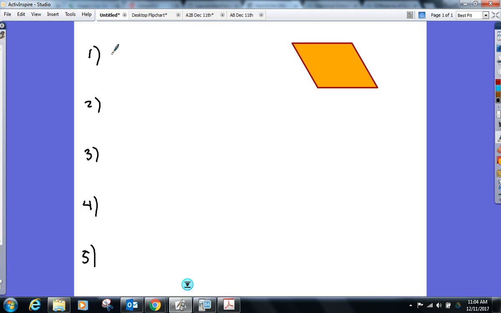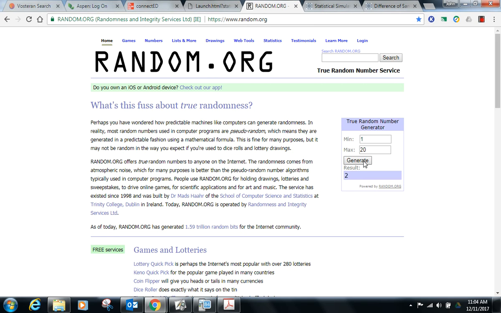The sides across from each other. Opposite sides congruent. There's one big one right there. Okay, let's keep it going. Here we go. 2.